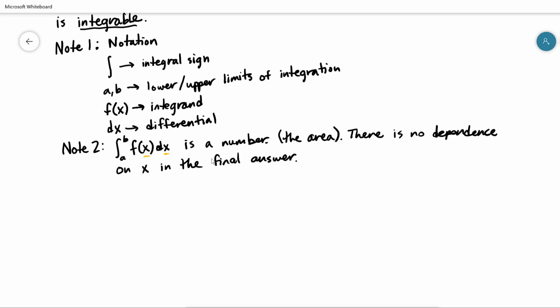So a viable answer, when you actually later down the line compute one of these things: 3, that's an okay answer. 2.74375, that's a viable answer. Pi, that's a viable answer. But e to the x or 2x minus 5, those are not viable answers. They still involve x's. There will not be an x in the answer for one of these definite integrals. It's an area, and it's just going to be a number.